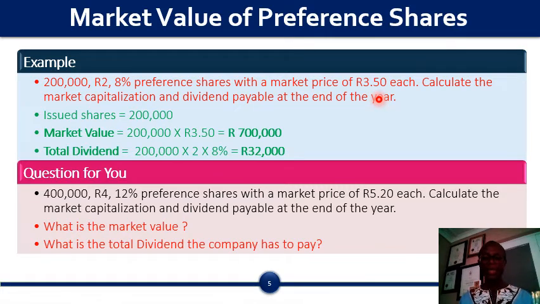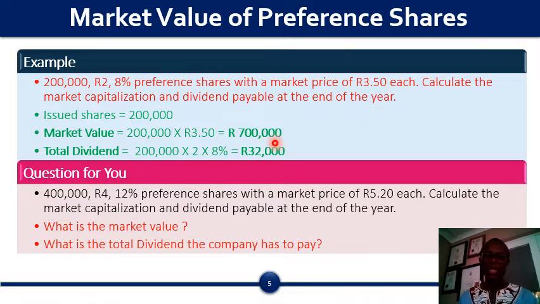Market capitalization: if you look at our example, you see we have two prices. We have this 2 Rand and 3 Rand 50. Which one are we going to use for market capitalization? Since we are saying market, we say market price, 350 times 200,000, which gives you 700,000.